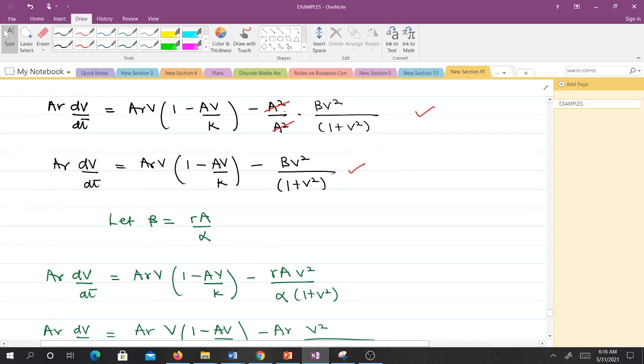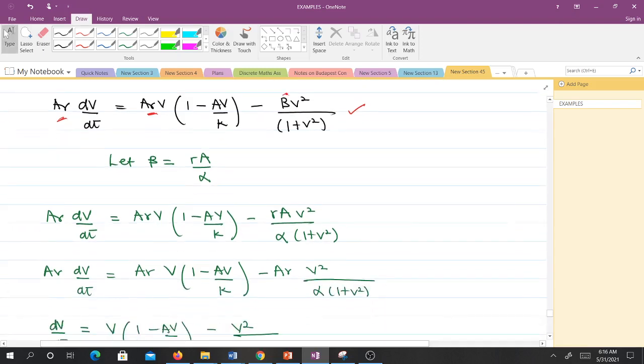So you can see that we have AR here, AR here, and we also want to get a certain AR here so that we can eliminate the AR, those two parameters. So we can say the B here, let it be equal to R times A over alpha. So doing that is going to give us, when we make the substitution, wherever you find the B, we put R times A over alpha there.